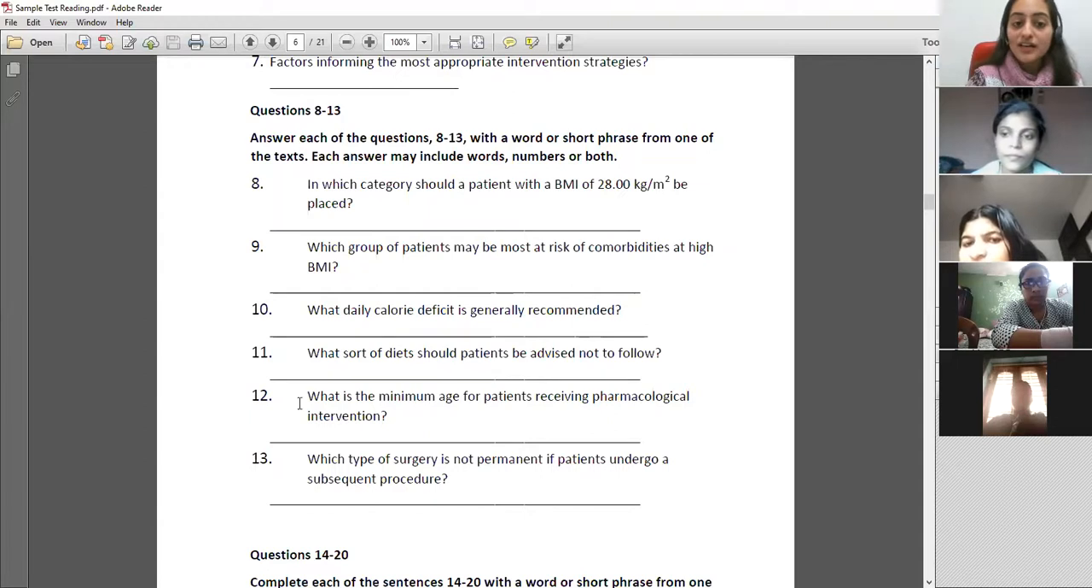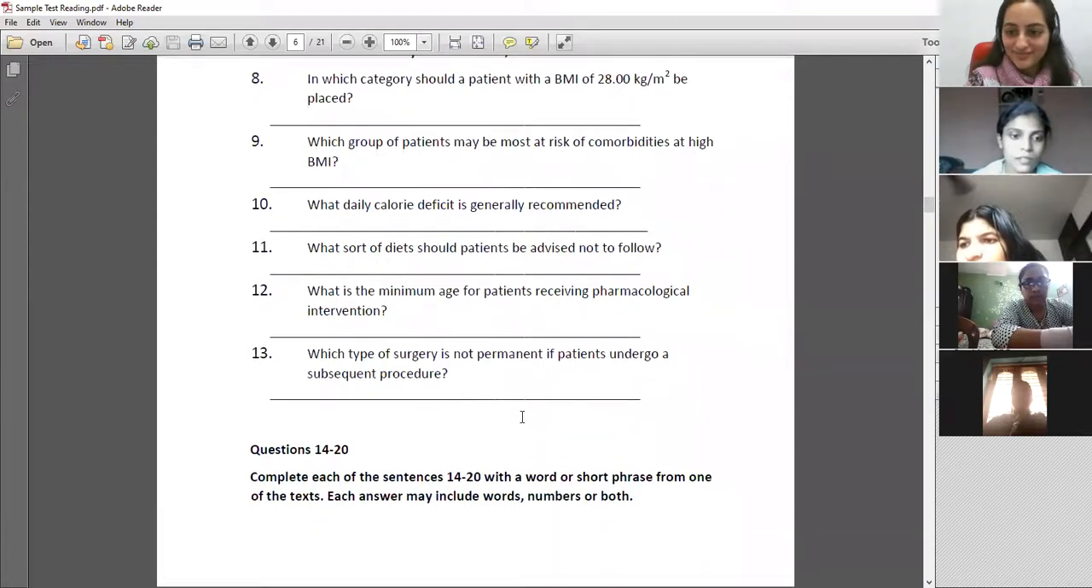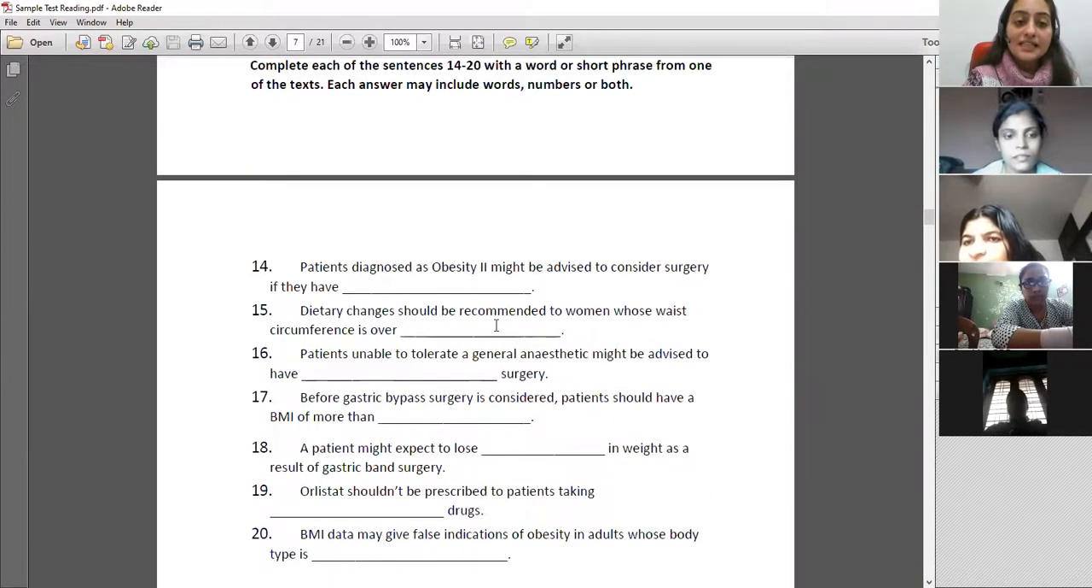Okay. So what are these kind of questions called? Short answer questions. Yes, correct. Now the next set of questions, these are called gap filling or note completion. Okay, gap filling questions or note completion.